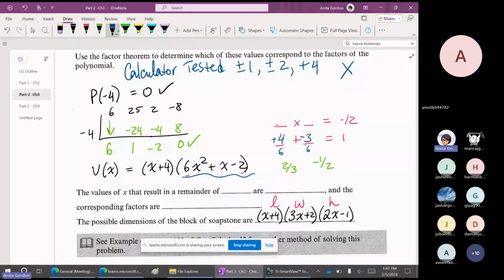I'm not filling in all the blanks because I'm just writing it all together. Any questions on how I did this?